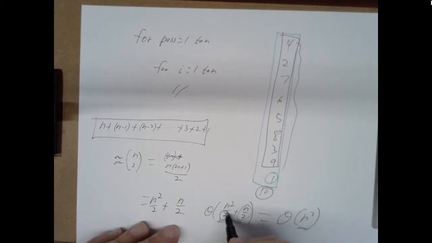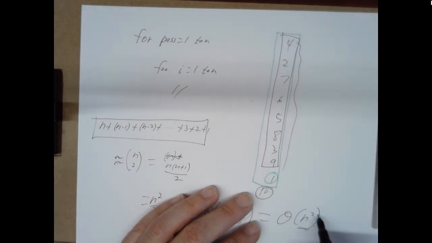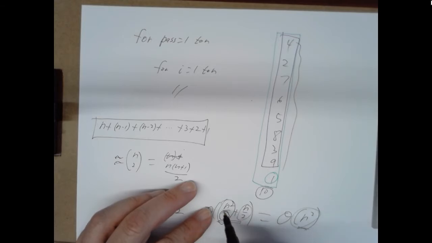And the factor down here where we're dividing by 2 has no effect on the growth of your complexity. Order n squared, if you double n, you quadruple this value n squared. N squared over 2, if you double n, you quadruple the value of n squared over 2.